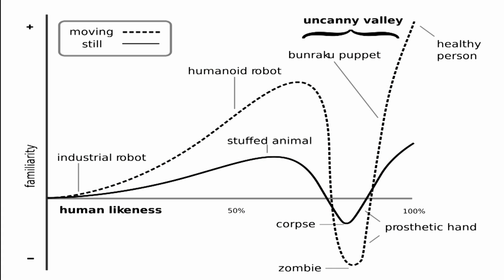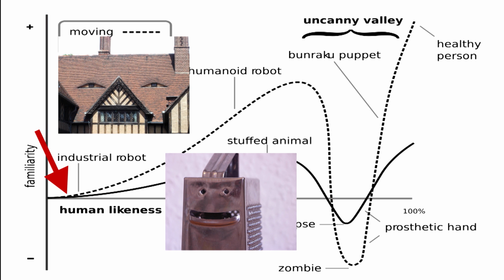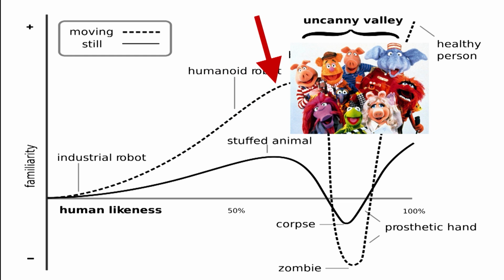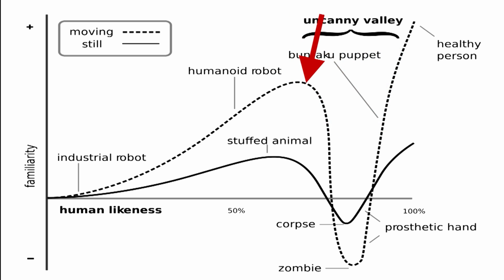This graph roughly shows the human likeness of objects and their familiarity. At the far left we have simple objects which aren't human at all. Think of a house or an object that looks like it has a face. The further right we go, the more realistic things look. A bit more realistic, but still not uncanny, are the Muppets, for instance. They are animals with human traits, but they are still far enough away from reality to be seen as funny or cute. But when things get just a bit too realistic, we suddenly enter the uncanny valley.